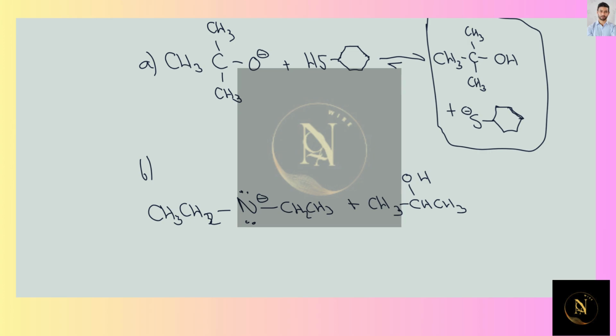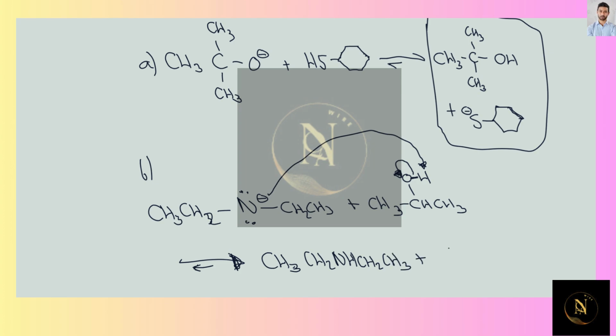And the result for this is going to be, I'm going to put the products down below. We're going to generate, for this equilibrium, CH3, CH2. The nitrogen is going to take away the hydrogen from the alcohol, and it's going to generate over here, let me draw the bond, an oxygen with a negative charge. So CH3, CH2, NH, CH2, CH3, plus CH3, CH, CH3, and O minus.